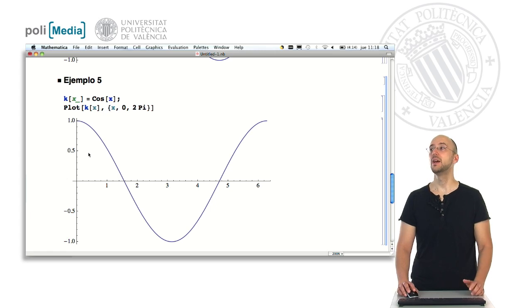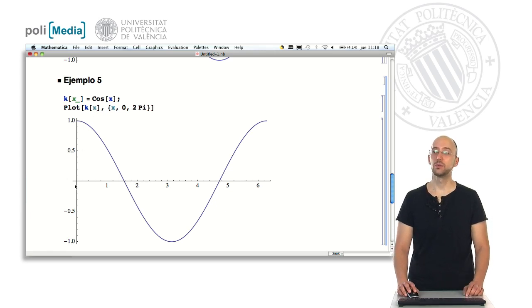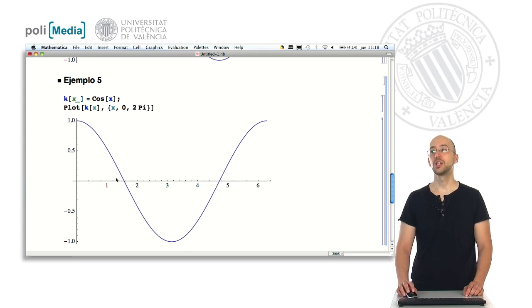In this case, for example, if we take x equal to 0, we have that the cosine of 0 is equal to 1, so the function begins here. The sine of half pi, which would be around here, is also, in this case, 0, and the cosine of pi is minus 1. And this would be the cosine of 3 pi half and the cosine of 2 pi.